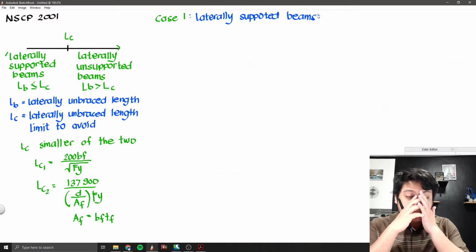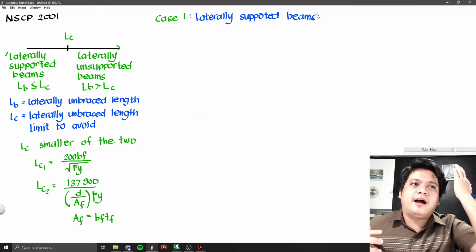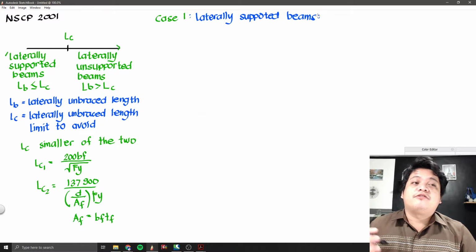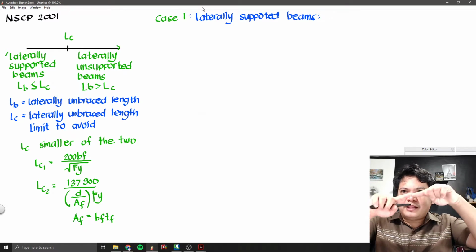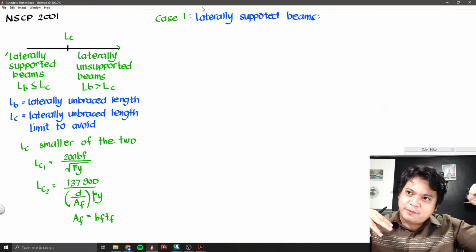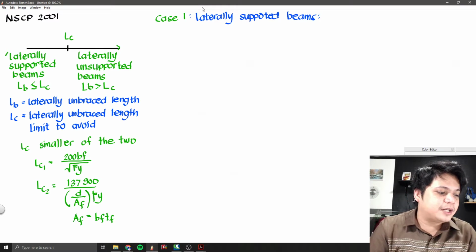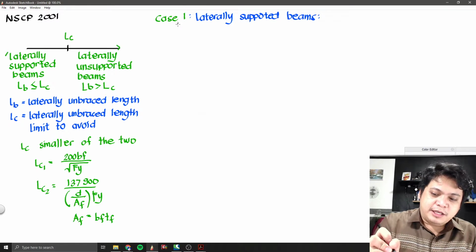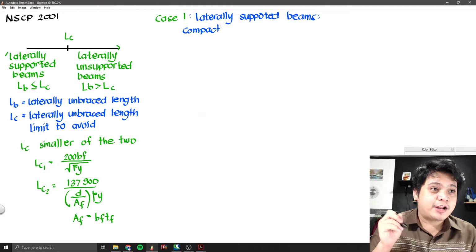What we look at here is the compression flange, meaning where our compression flange is. For example, for simply supported beams, where is the compression, at the top or the bottom? The one at the top will be our compression. We need to consider if it is compact, partially compact, or non-compact.